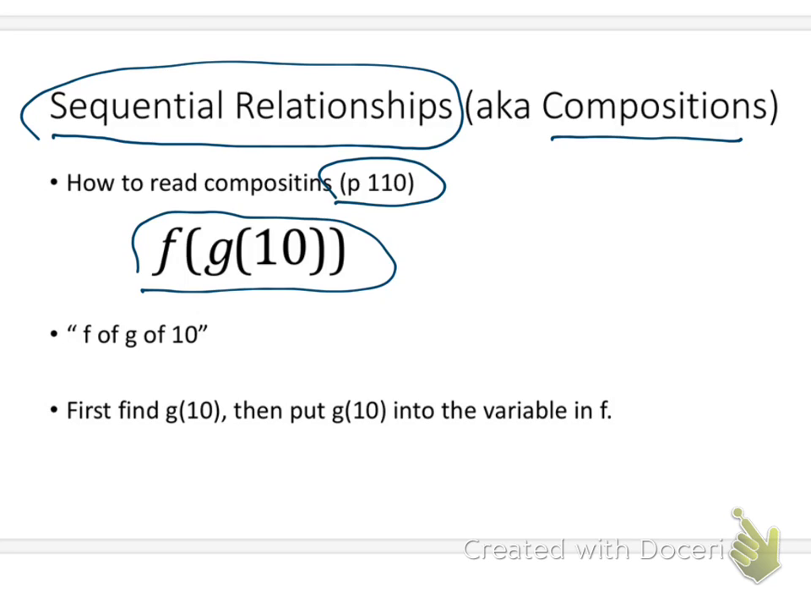And what happens is you work from the inside out. So first, you're going to do g of 10. You'll get a value for that. You're going to put that value, your g of 10 value, into the variable that's in the f function. That's how you create a composition. Okay, let's go on to the next slide.